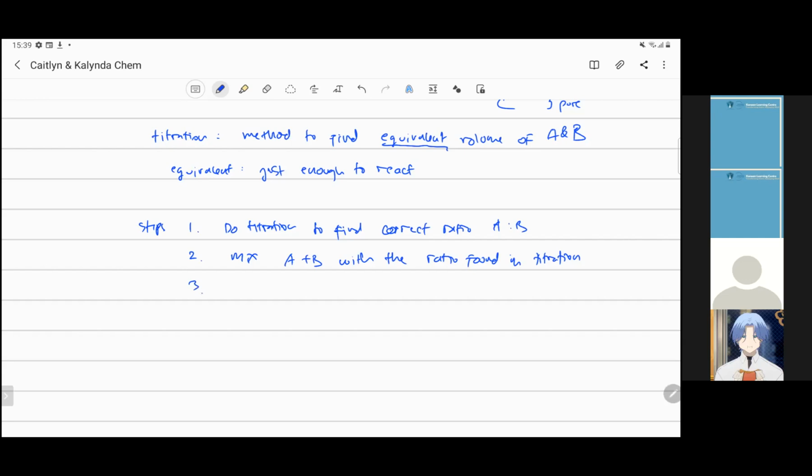And then we're going to dry the solution, just like the previous one. Not dry the solution, heat the solution. Heat the solution. Okay, dry with filter paper.